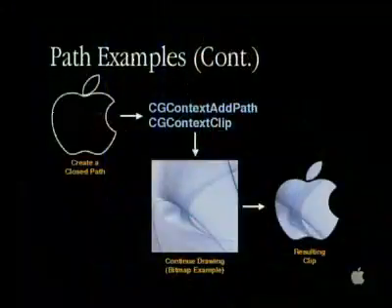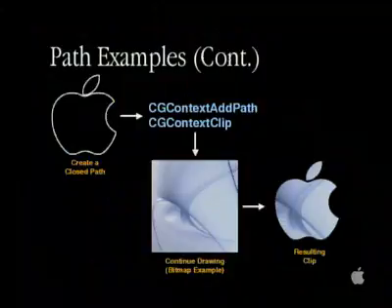So here's an example of using a path to clip. In this case, we have a path that consists of two subpaths. The whole path is the apple. There are two subpaths, the leaf and the little apple with a bite out of it. Those are two independent paths, but they all can join together to make one single closed path. I take that path and I add it to the context, and then I tell the context to clip. In other words, what I'm telling the context is, from now on, only draw anything that shows through the apple.